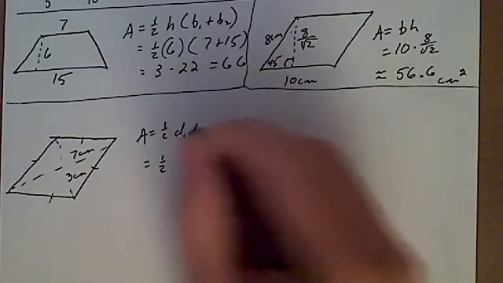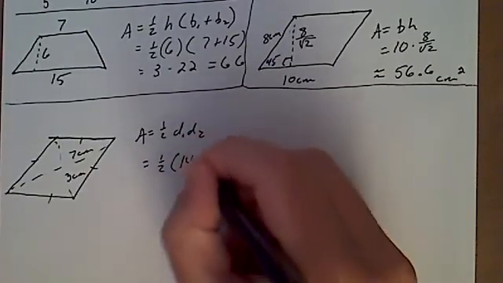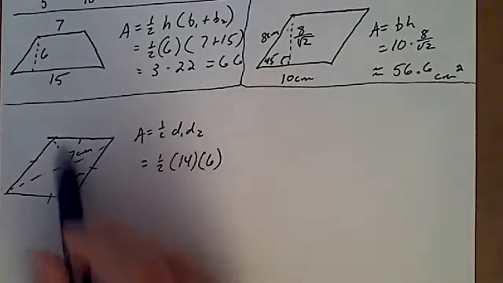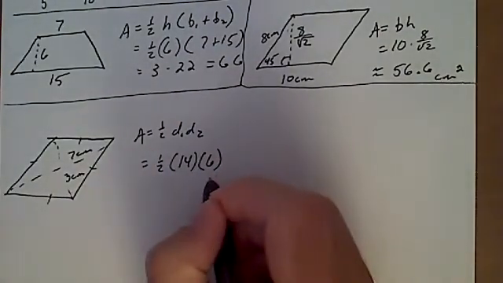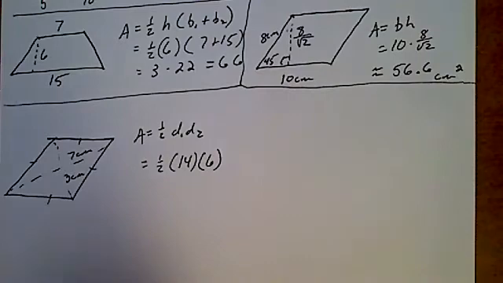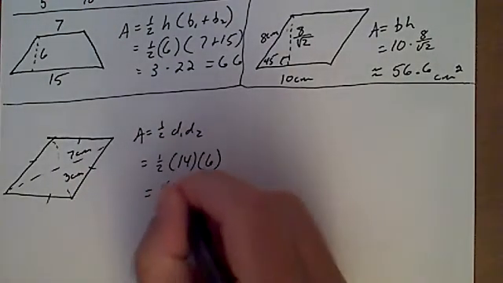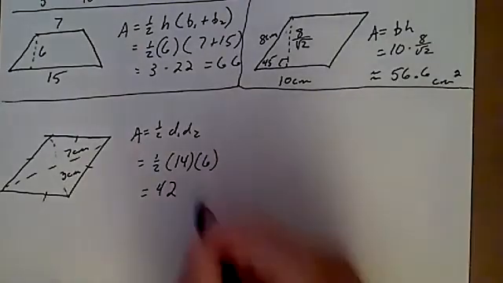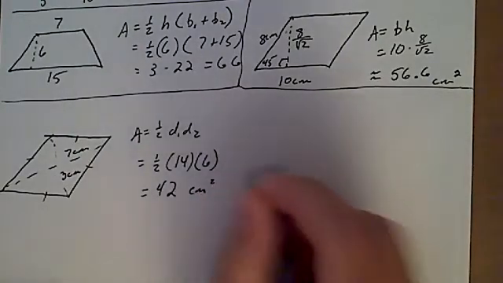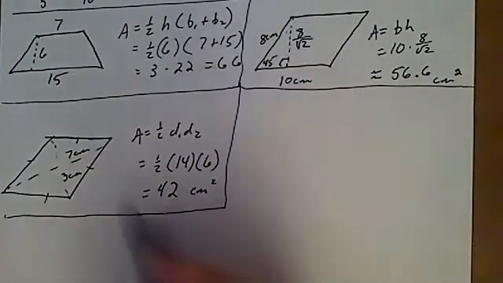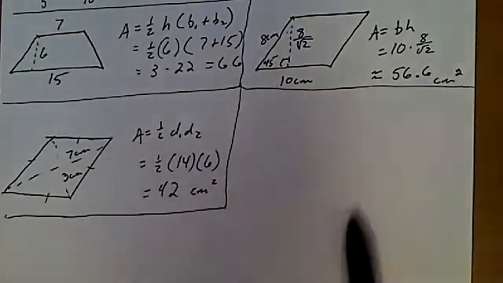1/2 of diagonal 1 is 14. Diagonal 2 is 6. Right? It's the whole thing and the whole thing. And 3 times 14, or 7 times 6 is 42. Again, it would be centimeters squared. However, on the quiz, all you have to do is put 42.